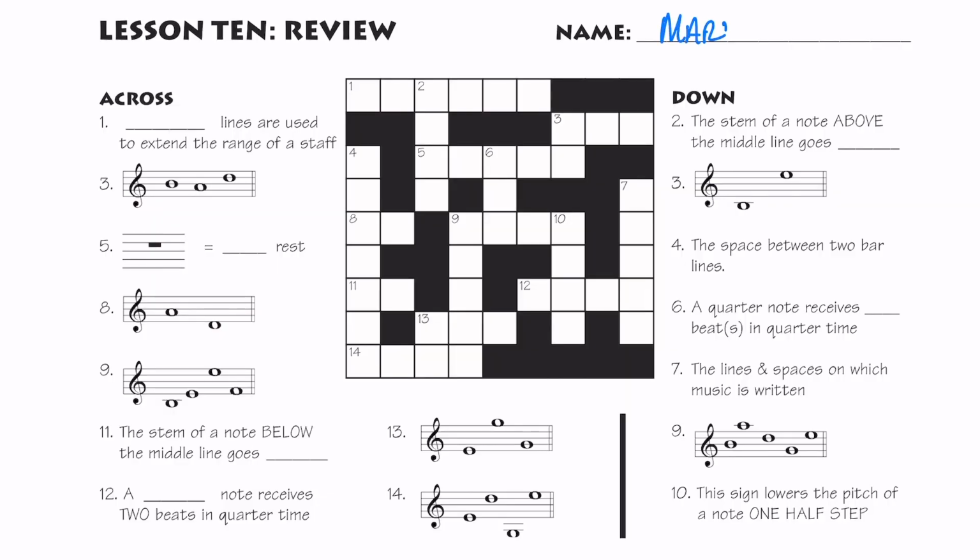Okay, lesson number 10 of 5-Minute Theory is just a review of everything that we've done so far. So it's kind of a test, but we use a crossword puzzle just to help you along, just to make it a little bit more fun. But let's start off at the top, putting our name at the top of the page.